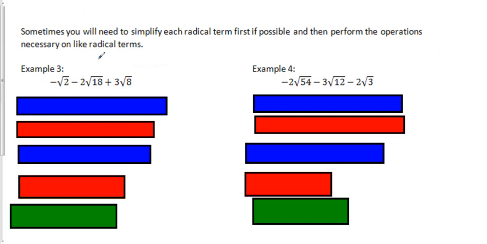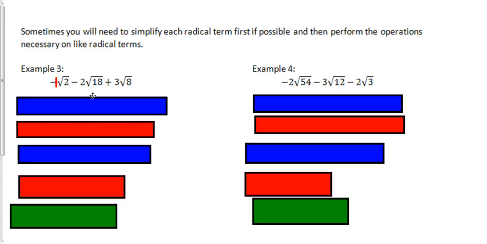Let's go on to some more difficult examples then. Sometimes we'll need to simplify each radical term first, if possible, and then perform the operations necessary on our like radical terms. So for example 3, we've got negative square root of 2. You can think of it as minus 1 square root of 2, minus 2 square roots of 18, plus 3 square roots of 8. Now as of right now, 2, 18, and 8, none of these match up, so we wouldn't be able to combine anything.